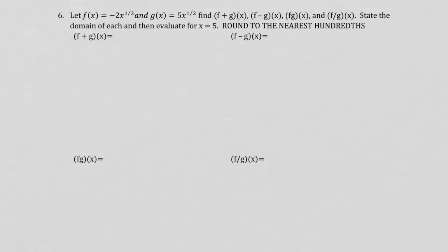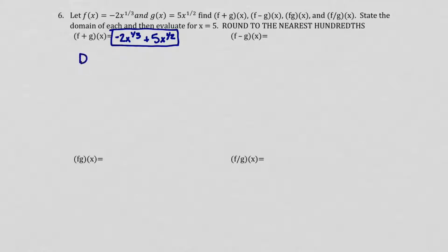So let's just start with the function f plus the function g. So I'm going to add them together, which is taking the negative 2x to the 1/3 plus 5x to the 1/2 and simplifying if we can. But in this case, we cannot. Our x to the powers are different. One is to the 1/3 power, one is to the 1/2 power. We can't add that together unless they're the same. So that is f plus g of x.